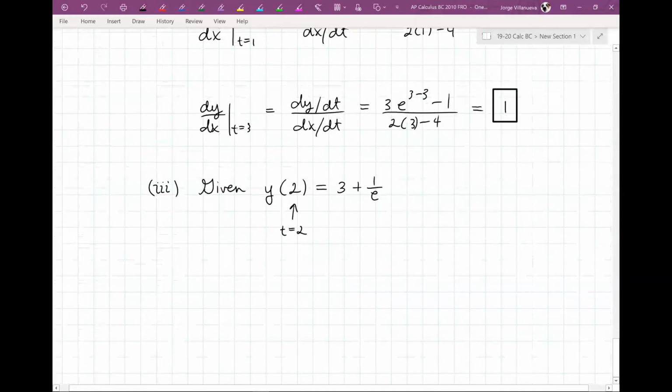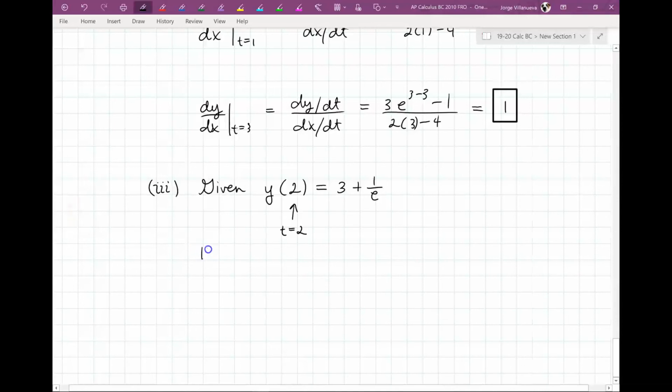So here we go. If they want me to find my y value when t equals 2, I have to use the information they gave me, y of 2, and some other information that I may know. I already know y of 1, and actually I already know y of 3 as well. If I want to find y of 1 or y of 3, I need to somehow use the fundamental theorem of calculus.